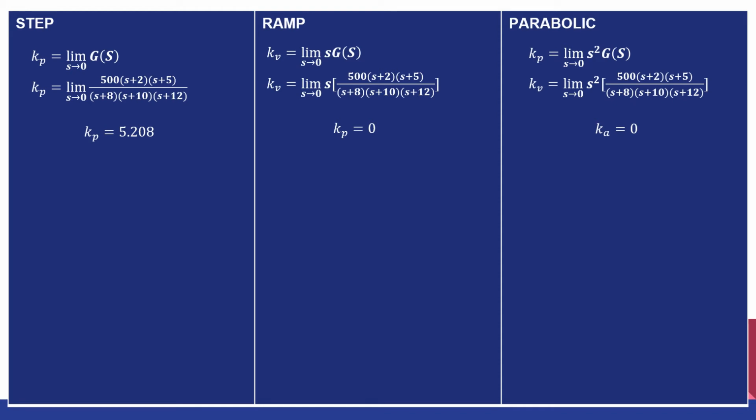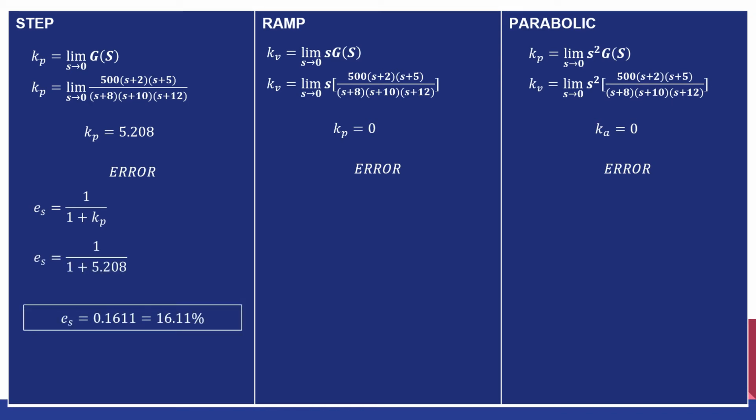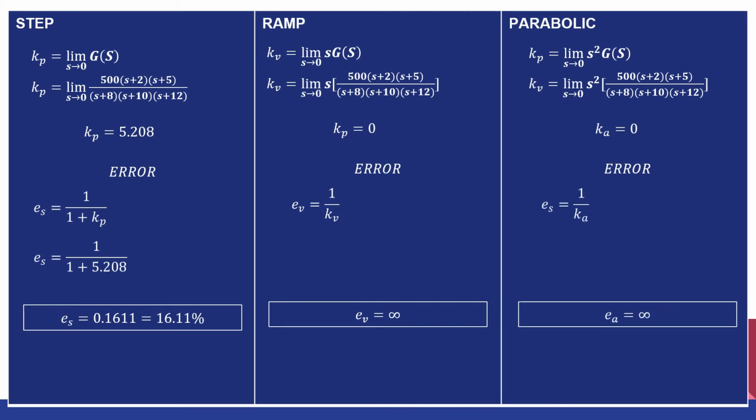Since we have our constants, we simply need to substitute them into their specific formulas for the errors. Since Es is equal to 1 over 1 plus Kp, simply substitute Kp. Since it's 5.208, the error is 0.1611 or 16.11%. For ramp, since we're dealing with limits, it does not become 0. Basically, the error becomes infinity, as well as for the parabolic.